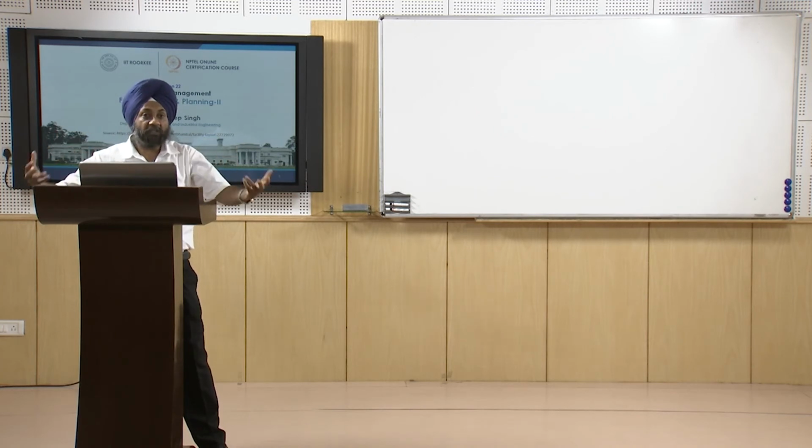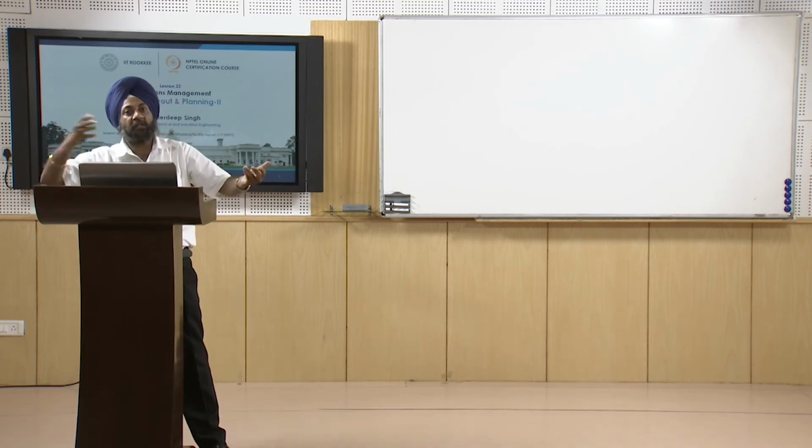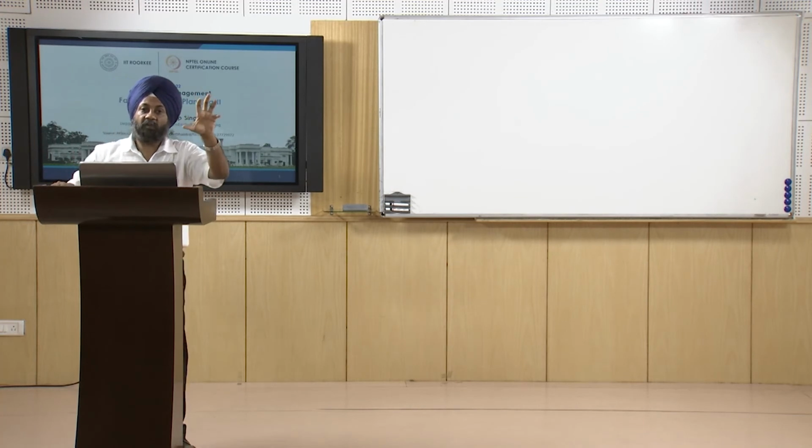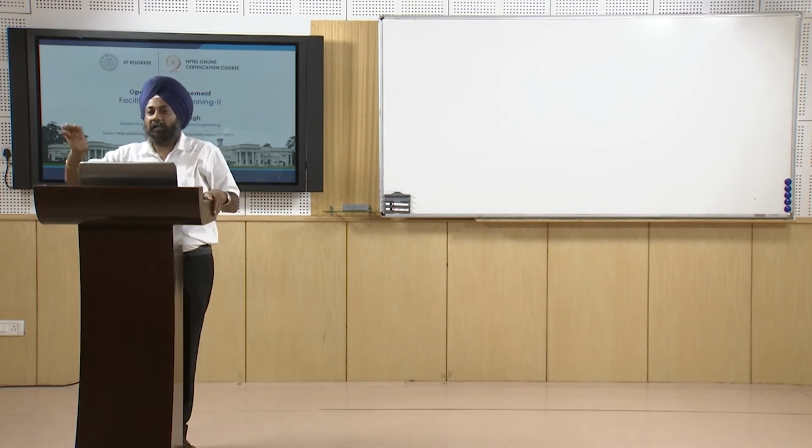Now some of you may be wondering, what is the difference between a process and a cellular type of layout? Here also we are having cells which will have machines. So in process type of layout, the sections or departments are based on similar type of machines. For example, in turning we may have all lathe machines. In drilling we will have all drilling machines. In milling we will have all milling machines. In carpentry we will have all woodworking machines.